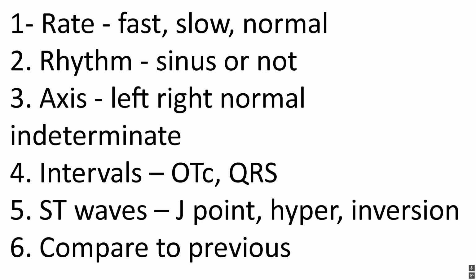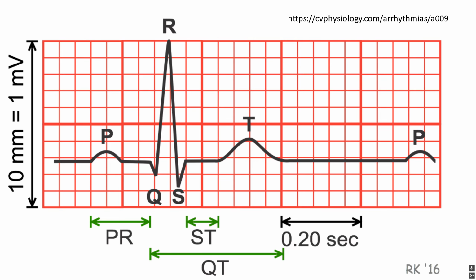And then, like I said, number 6, always compare to a previous, okay? Because normal and abnormal is my least favorite term in medicine. The definition of normal means conforming to a standard of what's to be expected, and that's different for different people. You have to look at what their quote-unquote normal is from the previous EKG to help you identify any changes in pathology.